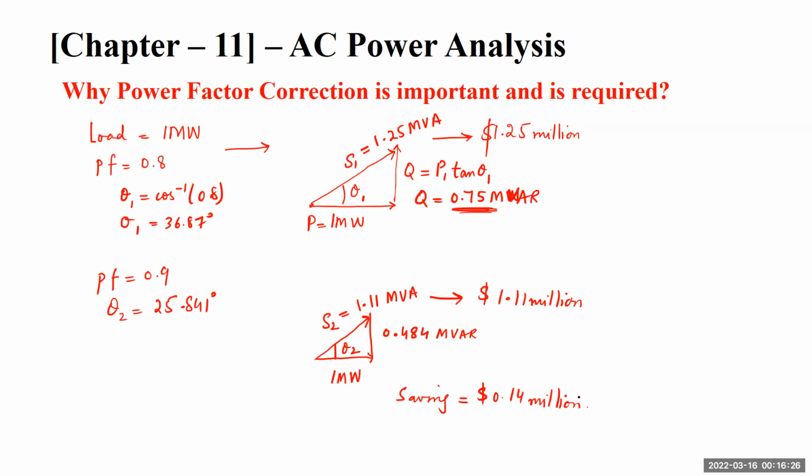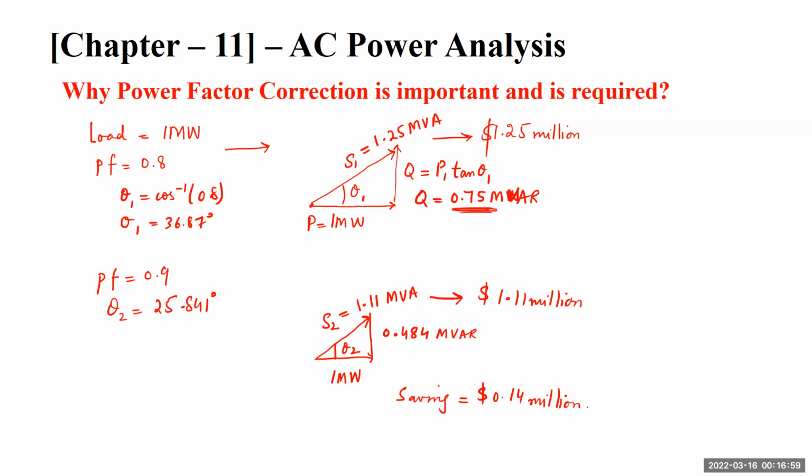So this is why we have been able to save this, even if we are supplying the same amount of load. What we have done is that we have reduced the power content that is not utilized in useful power by just improving the power factor of the load. And with that, we are able to decrease the size of our generator from 1.25 MVA to 1.1 MVA, 1.11 MVA.